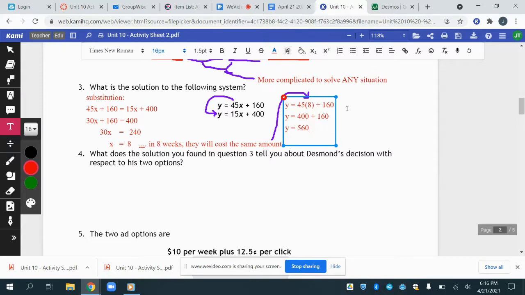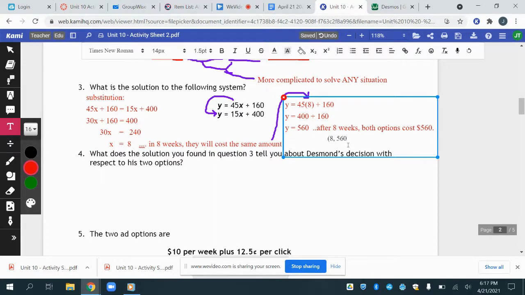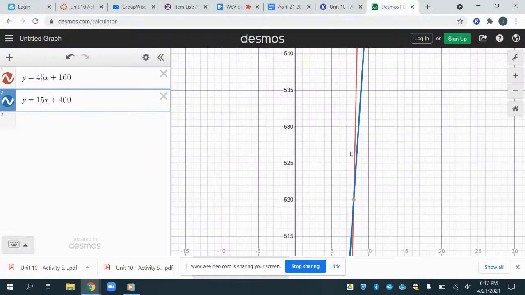So after 8 weeks, both options cost $560. And that is what we found out. We found 8 weeks, 560. If I was putting that on the graph, that would be the solution. 8, 560. And hey, what was that on here?